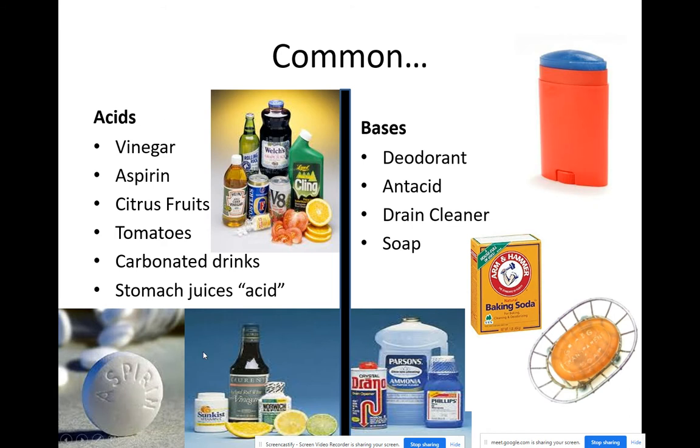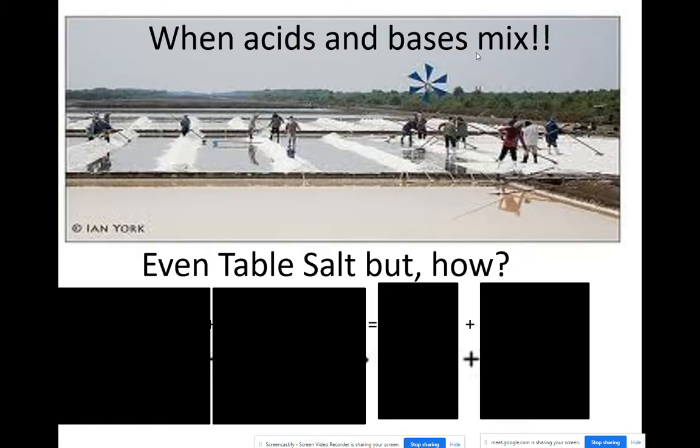So, you can see all the common acids on the left. And then on the right, you have things like deodorant, antacids, drain cleaner, soaps, baking soda is a base. Okay? So all these things are common bases you might see in your home. All right? When acids and bases mix, something happens. Now, this white here, I'm going to just take a chance. What do you think that white there is? Anybody got a guess?